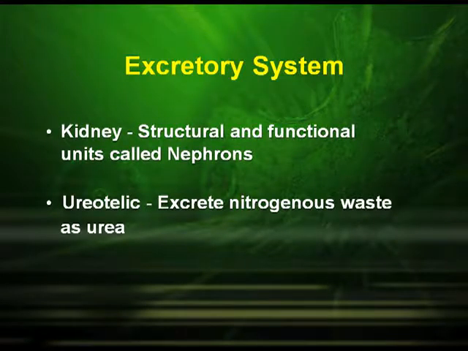The excretory system of frog includes a pair of kidneys, the ureters, urinary bladder and cloaca. In kidney, the structural and functional unit are the nephrons. It is a ureotelic organism because it excretes nitrogenous waste in the form of urea.